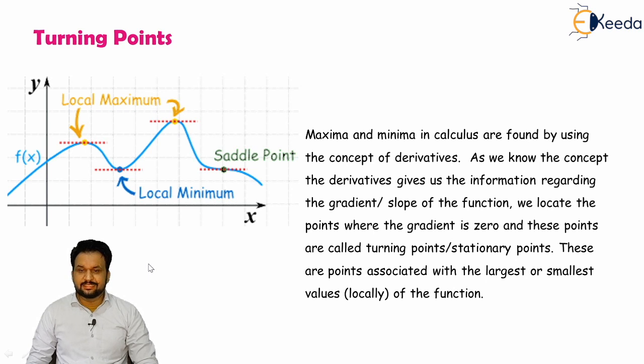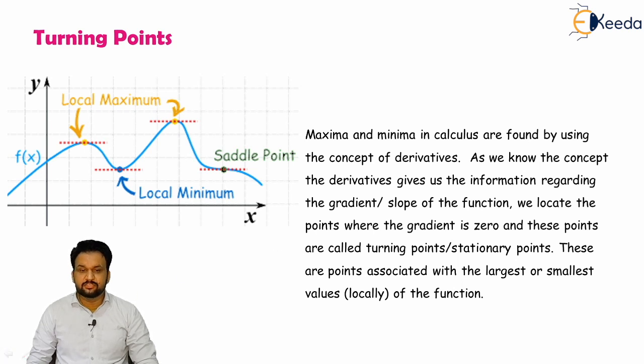As we know, the derivative gives us the information regarding the gradient, or we can say the slope of the function. So we locate the points where the gradient is 0, and these points are called the turning points or stationary points. And these points are associated with the largest and the smallest value of the function.